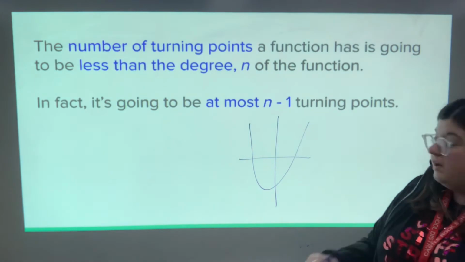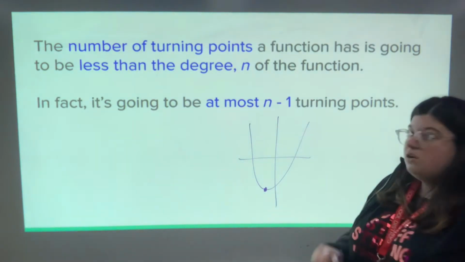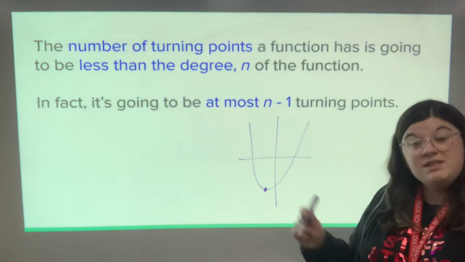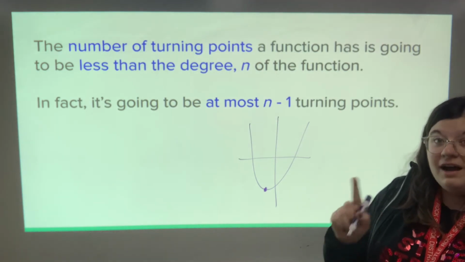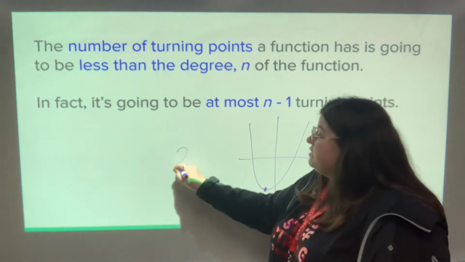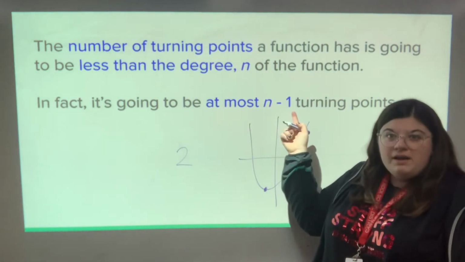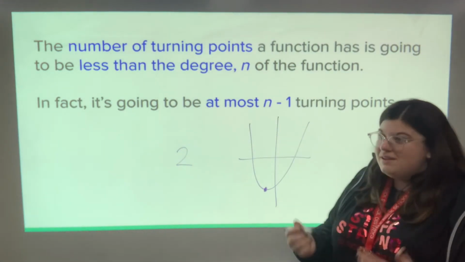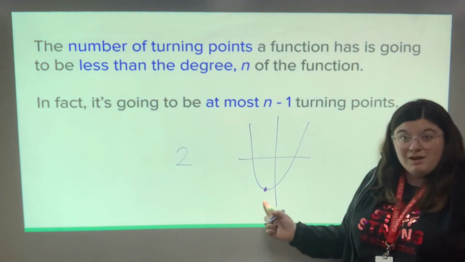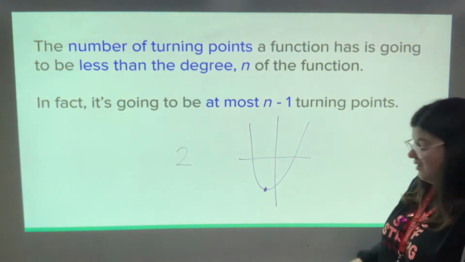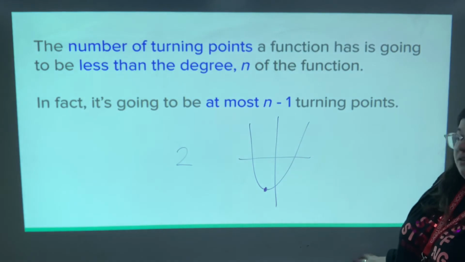It's got 1 global minimum. It's also considered a turning point. I know that my quadratic has a degree of 2. All right, well, 2 minus 1 is just 1. So indeed, I have at most 1 turning point right there. Might be a good little sketch to get down.